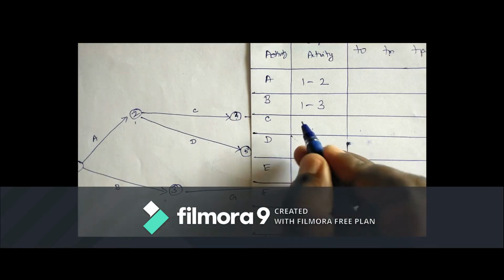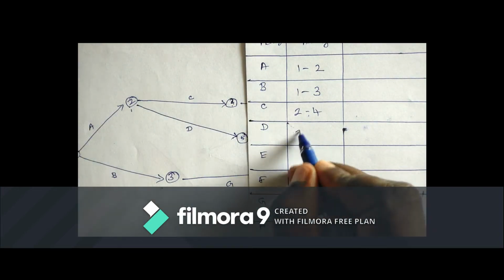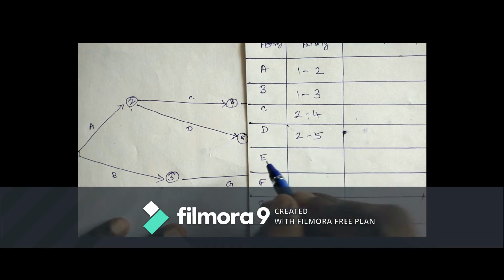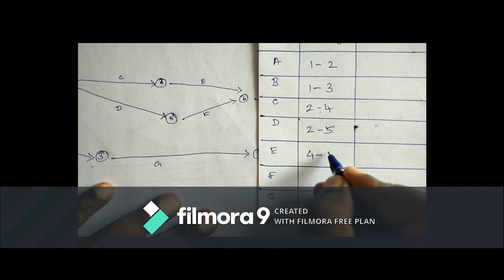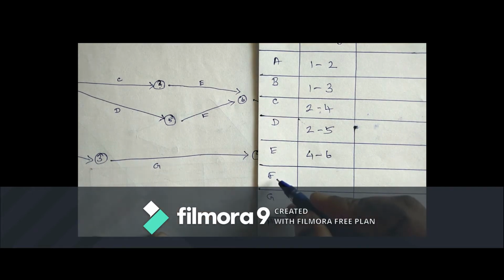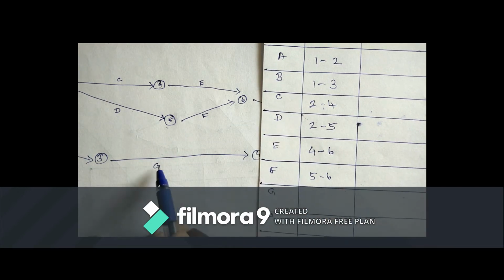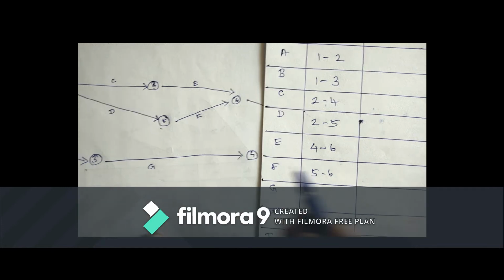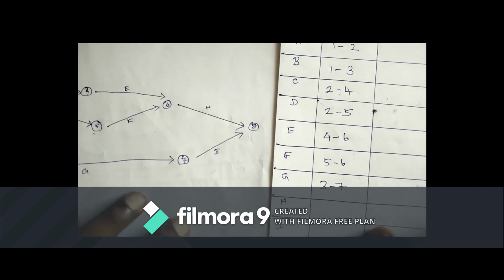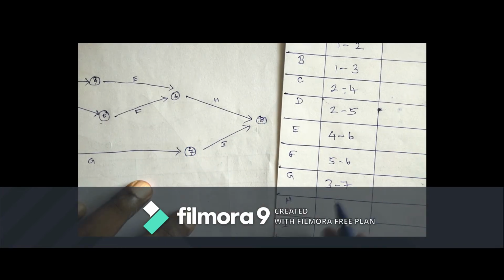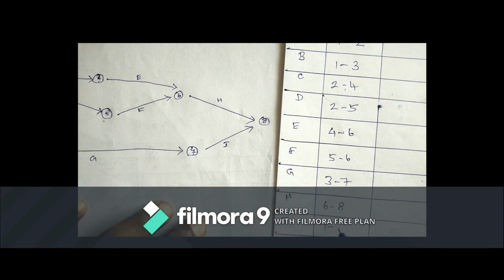C is 2 to 4. D is 2 to 5. And E is 4 to 6. And F is 5 to 6. And G is 3 to 7. And H is 6 to 8. And I is 7 to 8.